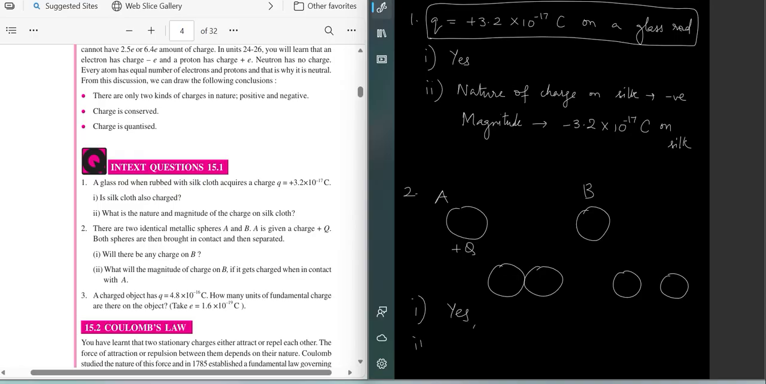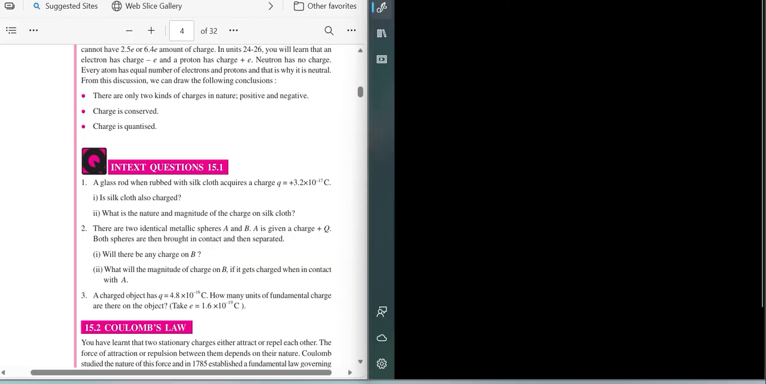What about the second part? What will be the magnitude of charge on B if it gets charged on contact with A? Now both are identical metal spheres, so same size, same dimensions, right? Therefore, exactly half of the charge of A will get transferred to B. So what will finally be left on A is plus Q by 2 and transferred to B is plus Q by 2. This is the second part. Very easy. Now let's go to the third question.